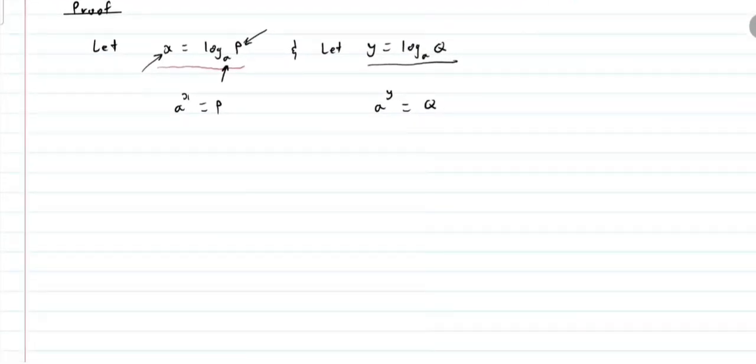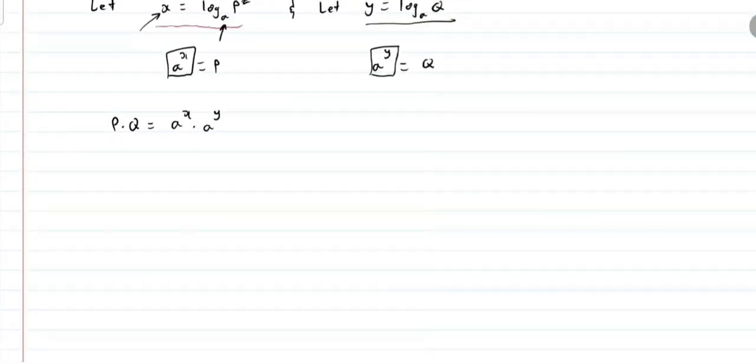Okay. Now, let's find p times q. What's p times q going to be equal to? P times q is going to be equal to a to the x multiplied by a to the y, right? And what did we say about multiplying exponential expressions with the same base? We keep the base and we add the power, right? So it's going to be a raised to the power of x plus y.